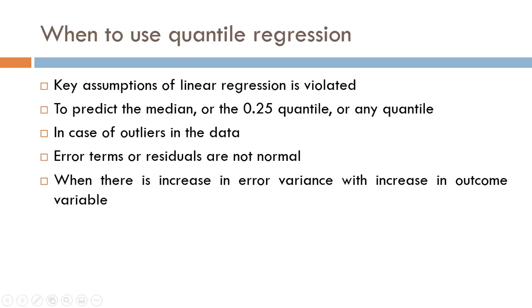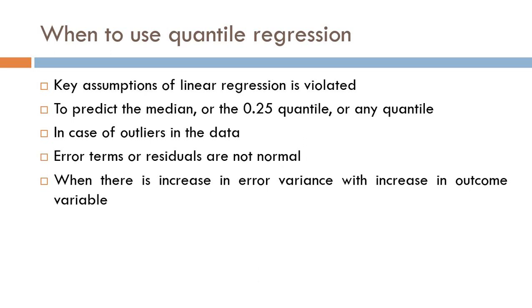Now the question is, in which conditions can quantile regression be used? Basically, quantile regression can be used in the following conditions. The first condition is when key assumptions of linear regression are violated. Second, if your purpose is to predict the median or 25th quantile or any quantile, then you can use this quantile regression. Third, in case of outliers in your data, it can also be used.